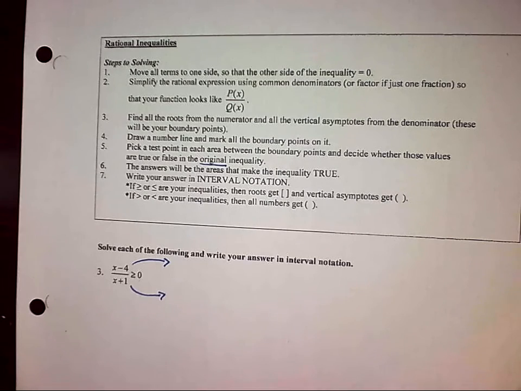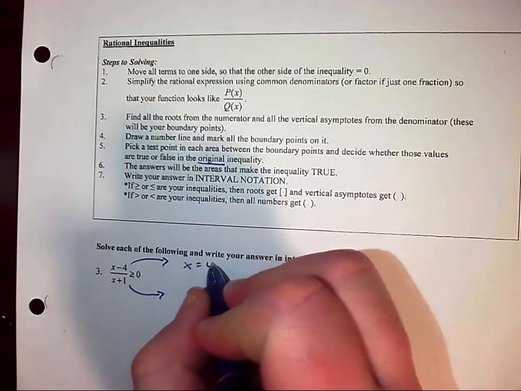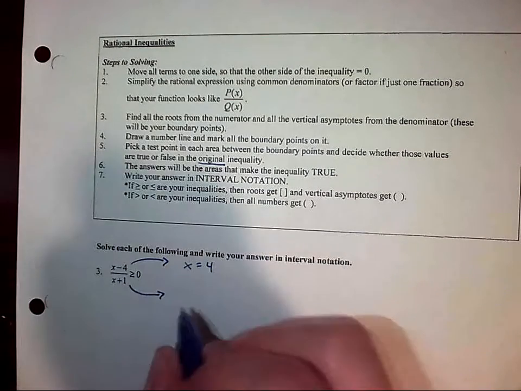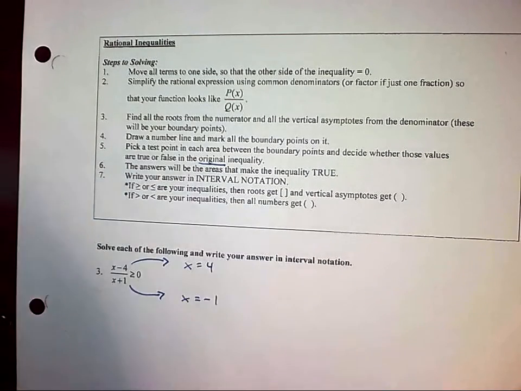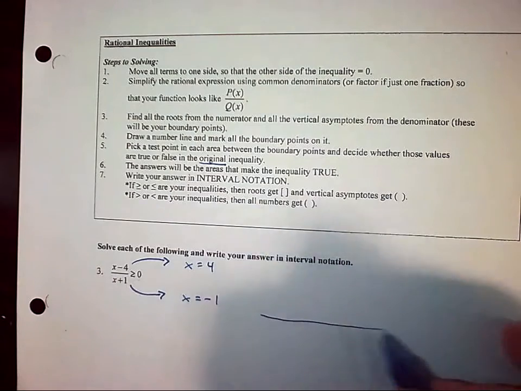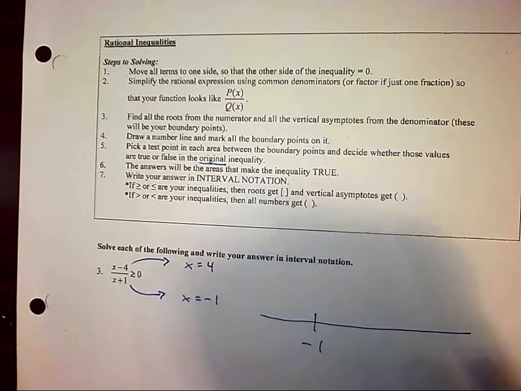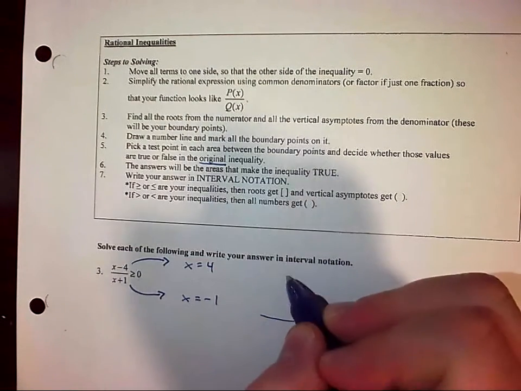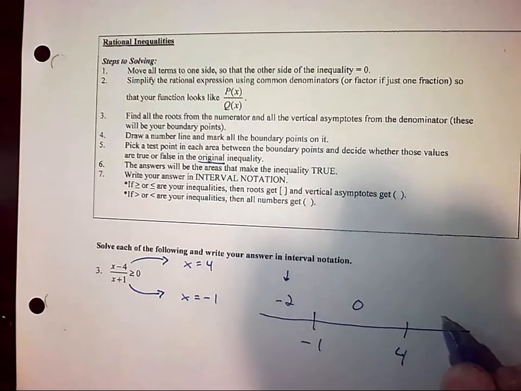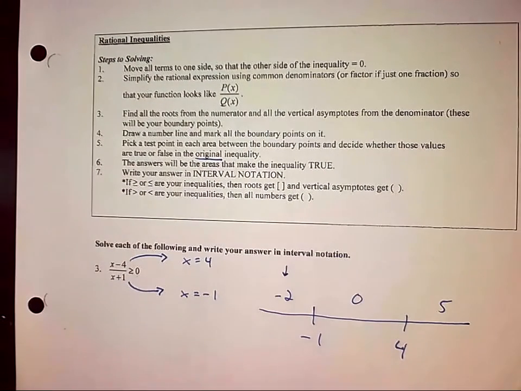All right, so let's do it. What makes our numerator equal to 0? Well, x equal to 4 makes our numerator equal to 0. What makes our denominator equal to 0? X equals negative 1 makes our denominator equal to 0. Those two obviously don't have any common factors, so therefore we can just plot those two numbers down on a number line and start picking test values. Here I'll pick negative 2, here I'll pick 0, and here I'll pick 5.